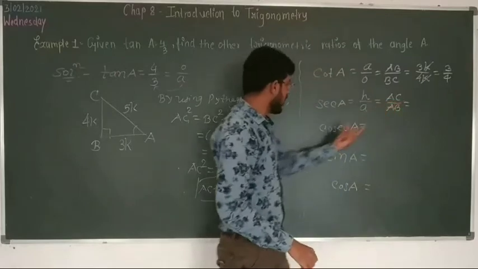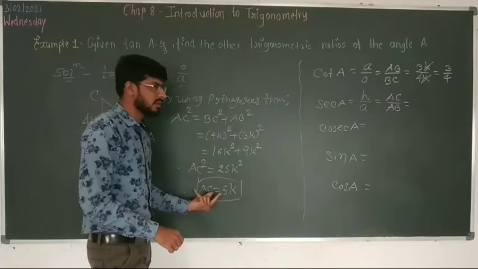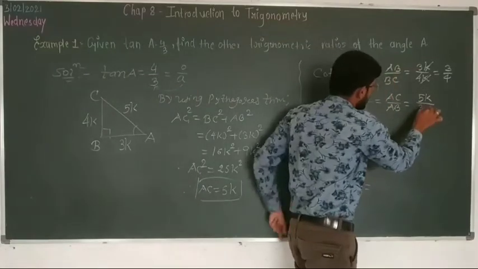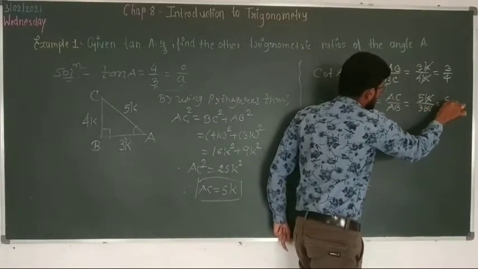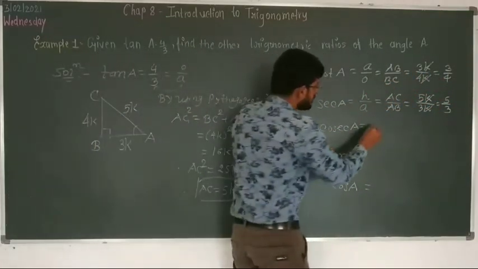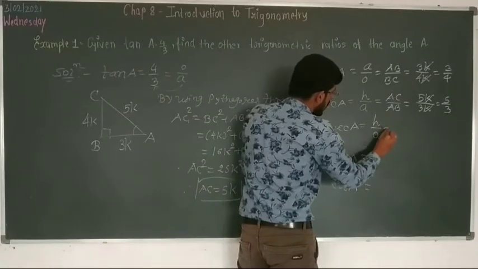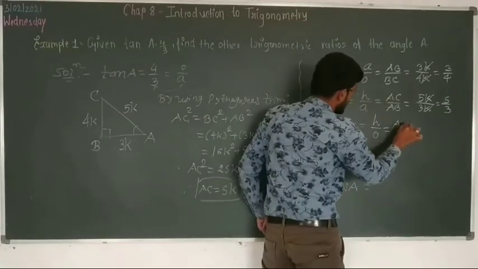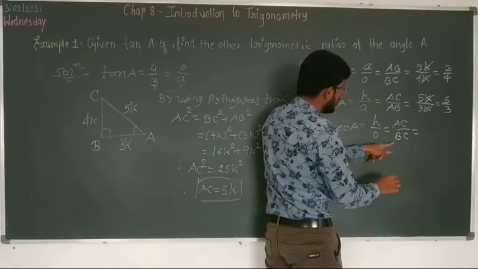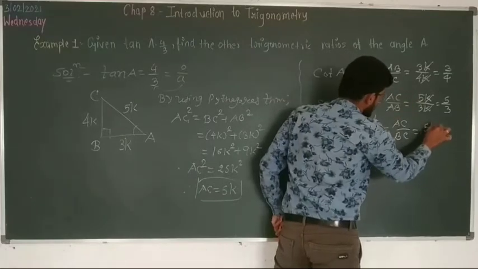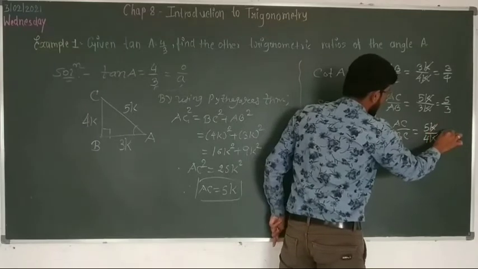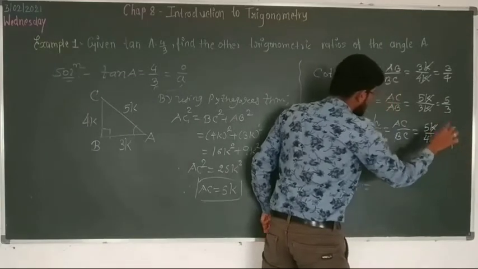The value of AC is 5K, which we found by using the Pythagoras theorem. So 5K upon AB, and AB is 3K. Again K cancels out, so we get 5 by 3. Next, cosec A. Cosec A is given by H upon O. So H is AC and the opposite side is BC, so we get AC upon BC. The value of AC is 5K and the value of BC is 4K, so 5K upon 4K, K cancels out, and we get 5 by 4.